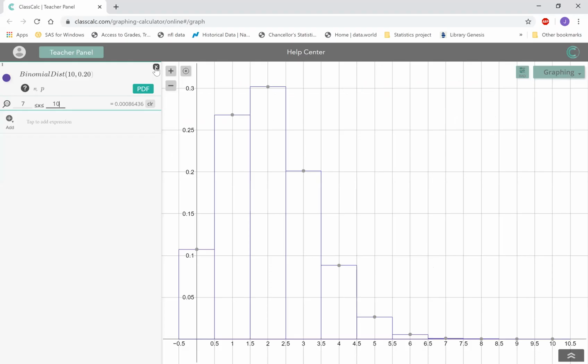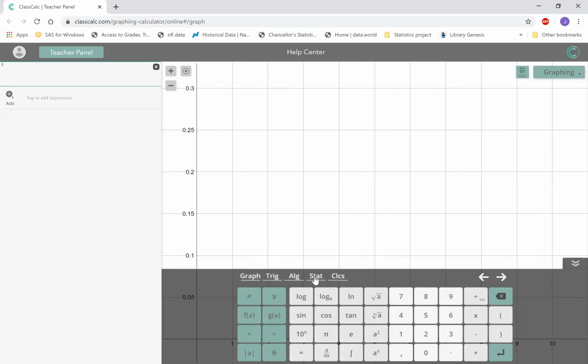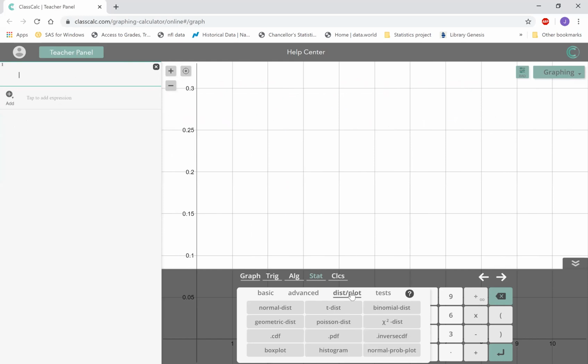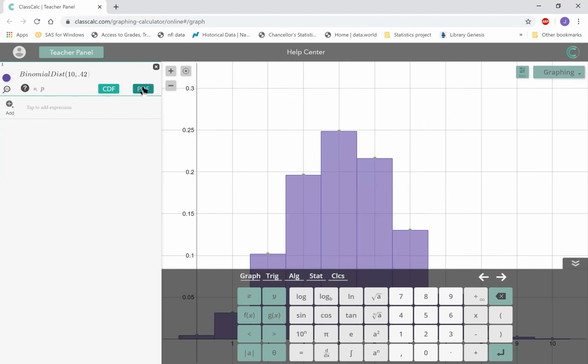All right, so let me erase this. Cool. All right, so we're gonna go over where it says stats. We're gonna go distribution. We're gonna go binomial distribution. N is equal to 10. P is equal to 0.42. We said this should be a PDF, and x is equal to 6. So for this one, we'll say the probability that x is equal to 6 is equal to 0.130. Oh, wait, say 4.